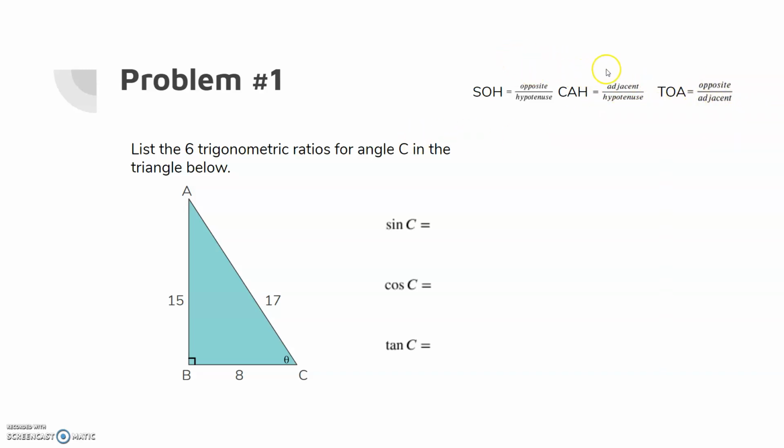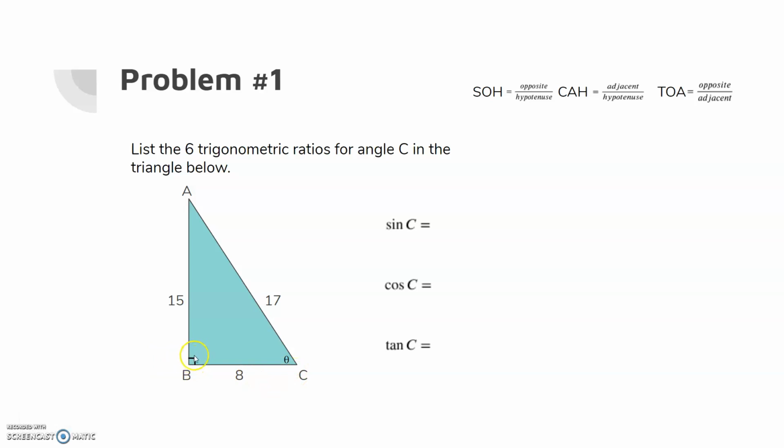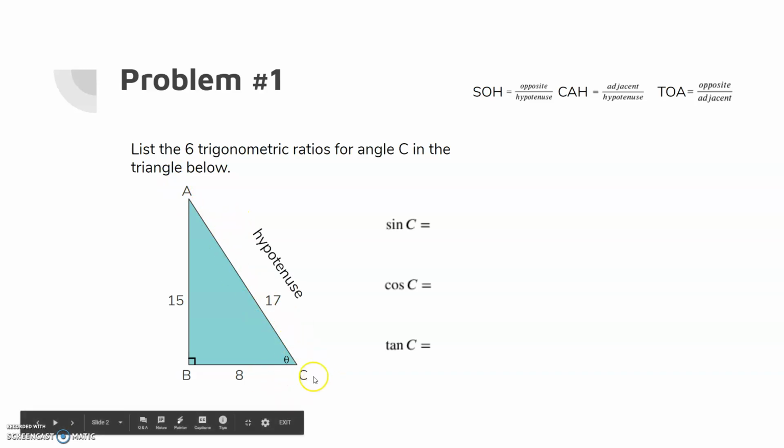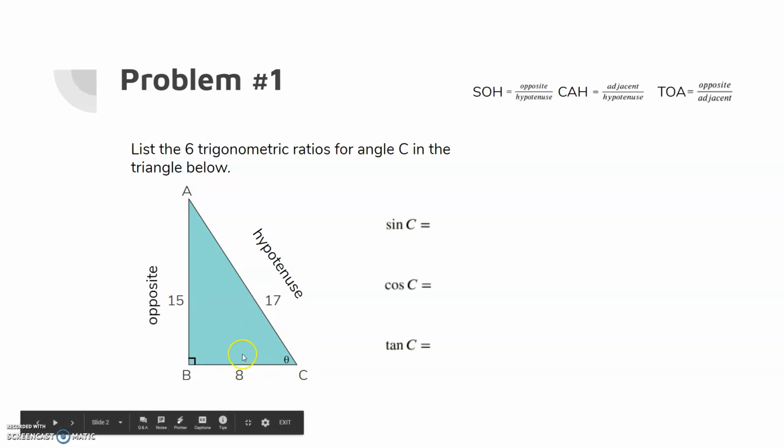So what is opposite, hypotenuse, and adjacent? In this triangle, we can see angle C is the angle that they're asking us to use for reference for the trig ratios. And here's the 90-degree marker. Directly across from the 90-degree marker is the longest side, or the hypotenuse. Going back to angle C, across from it, or opposite from it, is the opposite side. And the adjacent side is the side that's touching the angle, but also not the hypotenuse. So in this case, it's this side.